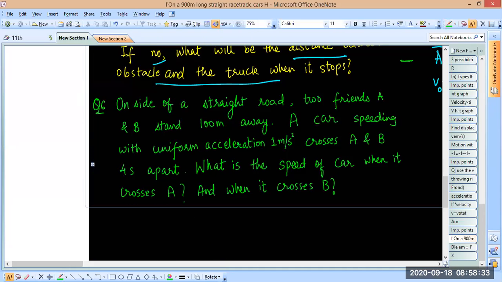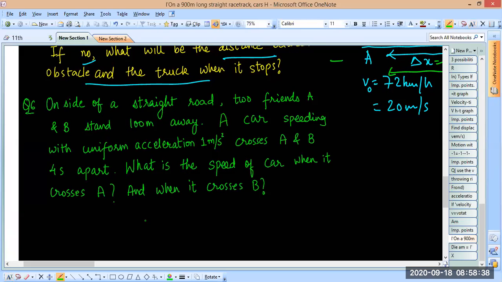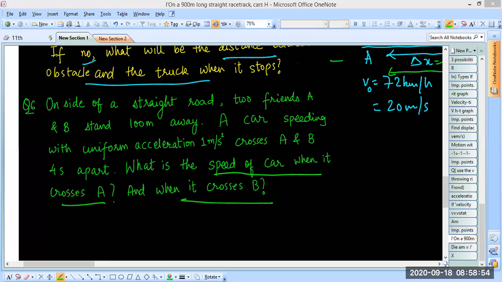Sixth. All right, what's your answer? Tell me both the answers together, everyone. What is the speed of the car when it crosses A and when it crosses B? Tell me both the answers together.